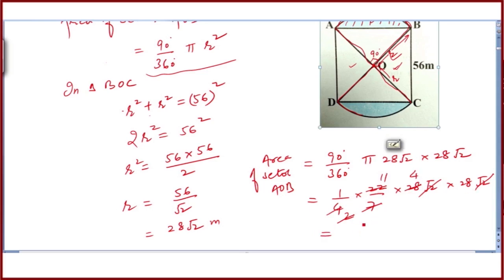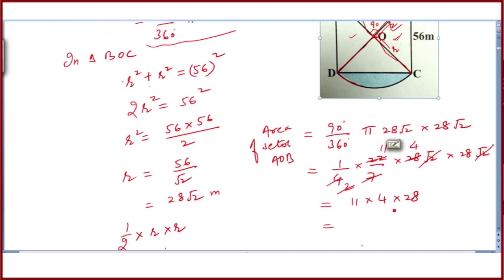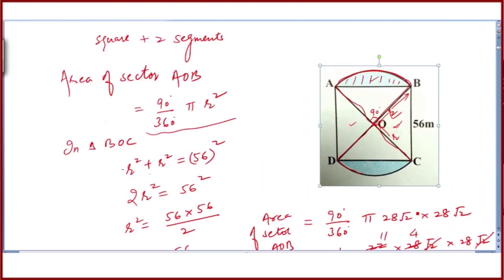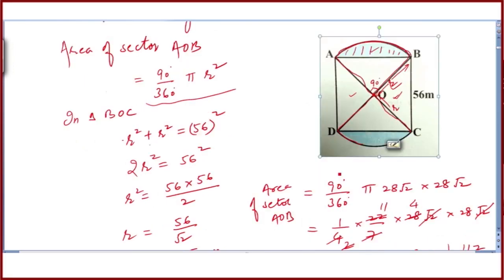So in the numerator I have 11 into 4 into 28. And what is 28 into 4? 112. 112 has to be multiplied by 11. So you will get 1232 meter square is the area of one sector. And how many such sectors do we have? We have two sectors, AOB and then DOC.